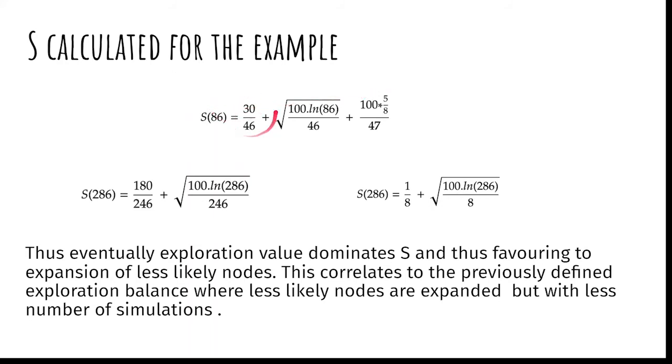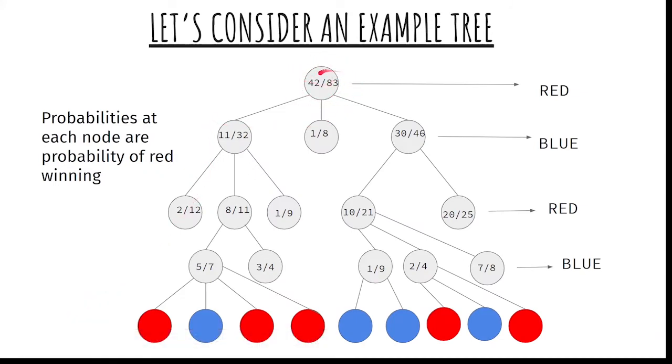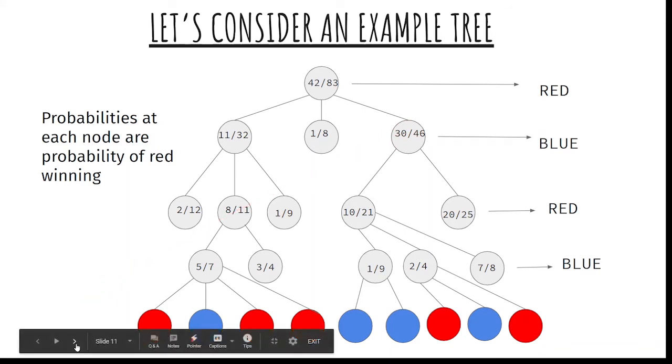So this is the node with 30 by 46 probability. Assume you've played 200 games at this node. Out of those 200, if you played all those 200 games with this particular node itself, let's look at what the selection value will be after 200 games.